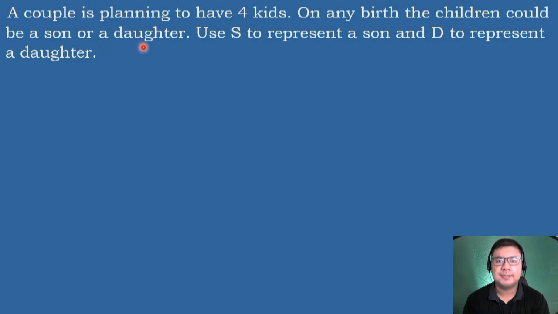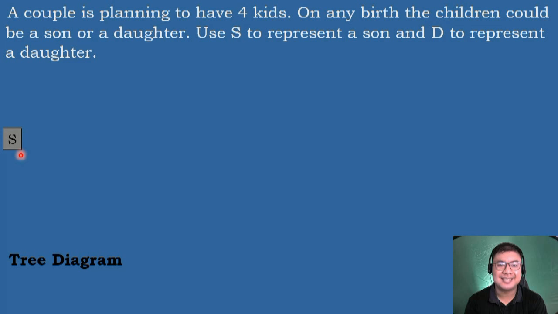A couple is planning to have 4 kids. On any birth, the child could be a son or a daughter. Use S to represent a son and D to represent a daughter. So we will be using a tree diagram to illustrate the number of possible ways the couple can have 4 kids.